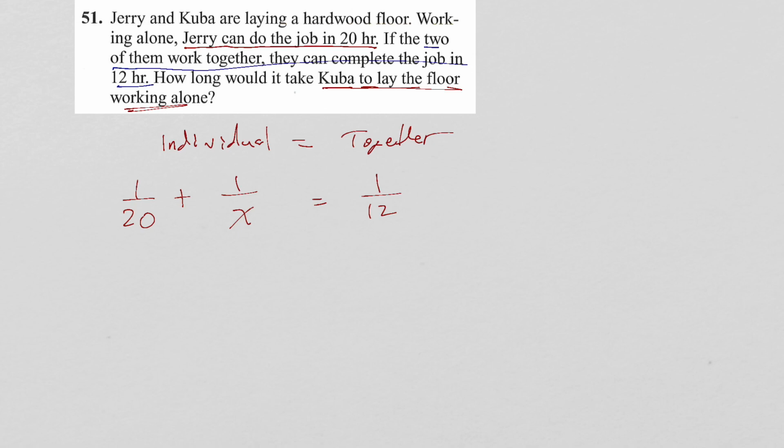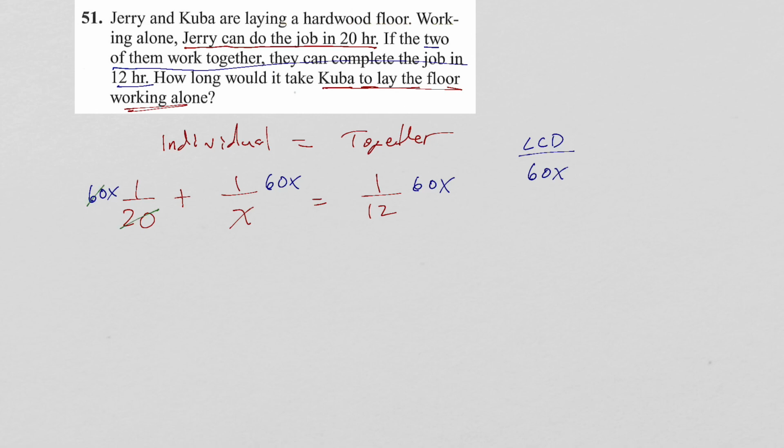So here, my LCD is 60x, because 20 and 12 both go into 60. And again, if you didn't know that, you could just multiply 20 times 12 to get 240. You could have made this a 240x. That works as well. Anyway, I'm going to use 60x because that's the smallest. And I'm multiplying each one of them by that.